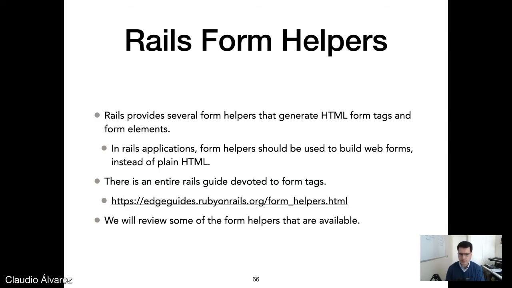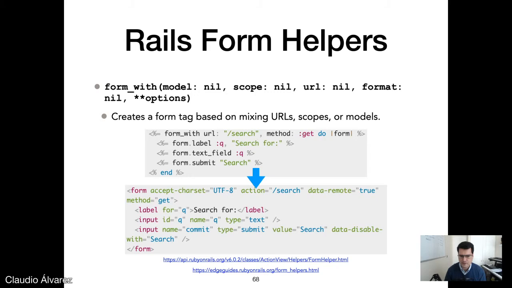So Rails will allow you to use all of these form elements, all of these form tags that are available in HTML. And for that, there's an entire guide devoted to explaining how you use forms in Rails. We will now review some of the different helpers that are available to produce forms in Rails. We'll start with the most basic. Well, it's not actually the most basic. This is perhaps the most flexible way of doing things.